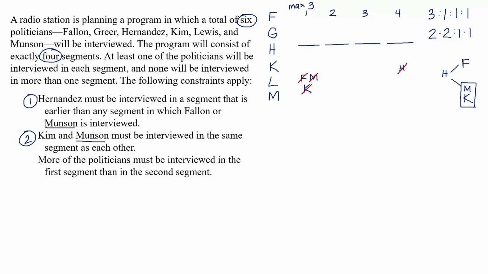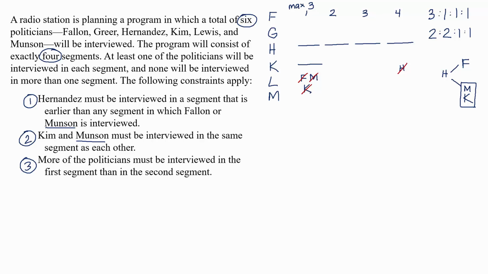The third and final rule is that more of the politicians must be interviewed in the first segment than in the second segment. This is huge. It tells us a lot. We can deduce that the first segment must have at least 2 politicians, and maybe it even has 3. And if the first segment had 3 politicians, then all of the other segments would have to have 1 politician each. So that means we know that the only segment that even could have 3 politicians is the first one, since the number combinations are either 2211 or 3111.